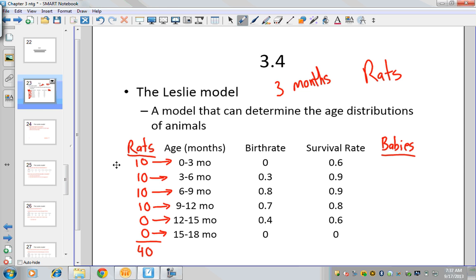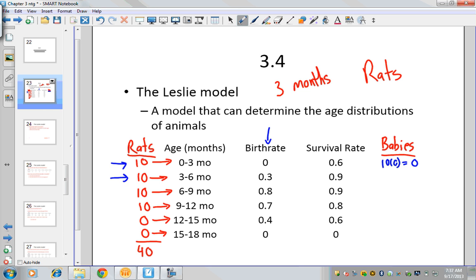We're going to take the population of each age group and multiply it by the birth rate, because under the Leslie model, any population has babies first before they die. So we take this 10 here and multiply it by this 0. When we multiply 10 times 0, we get 0. What that means is that no rat babies are having more babies. They're too young for that. That's why the birth rate is 0.